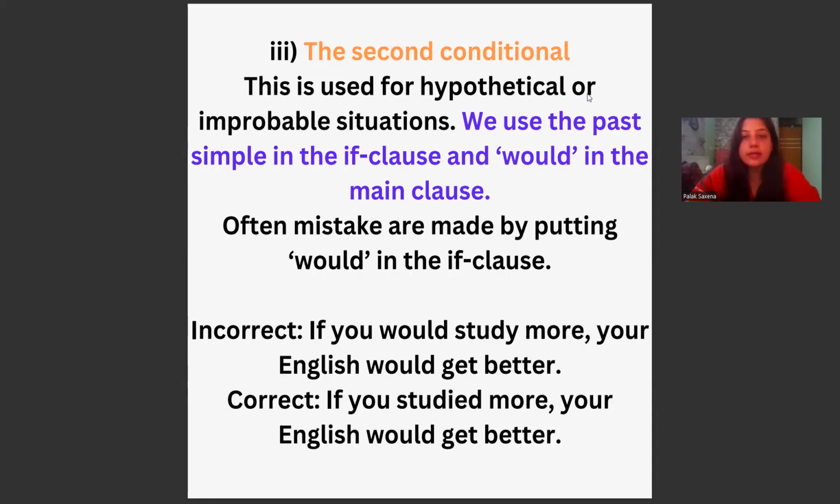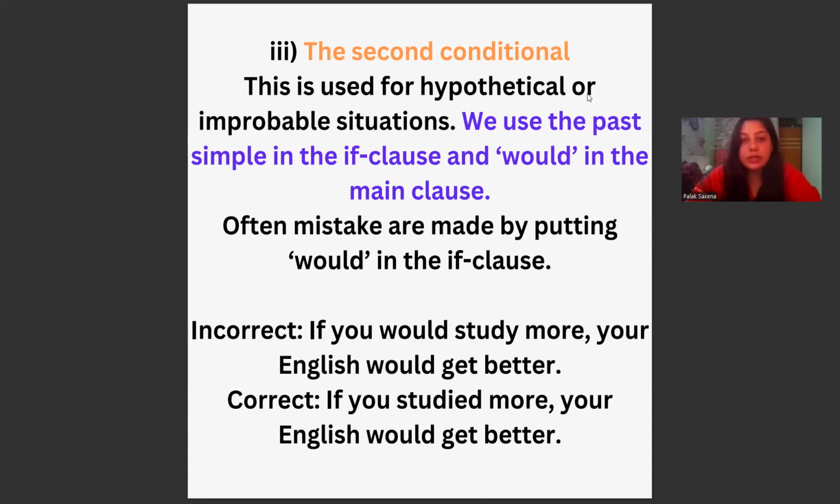Now come to the second conditional. This is used for hypothetical or improbable situations. Hypothetical means which are really not sure. We use the past simple in the if clause and would in the main clause. So in the second conditional, we are going to use simple past in the if clause, and would in the main clause. Now, what mistake do we often make? Mistakes are often made by putting would in the if clause. So what children usually do is put would in the if clause, which should not be used.